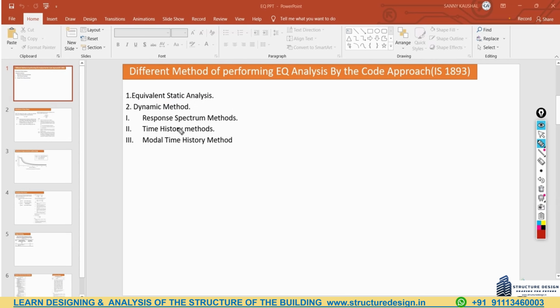And if you're doing a dynamic method, in that case there are three methods that have been defined in IS 1893. One is your response spectrum method, second is your time history method, and third is your modal time history method. So one by one we will look at the procedure of defining the dynamic analysis by all three methods, and also we will look at the static analysis method. So first of all, let us start with the equivalent static analysis method.